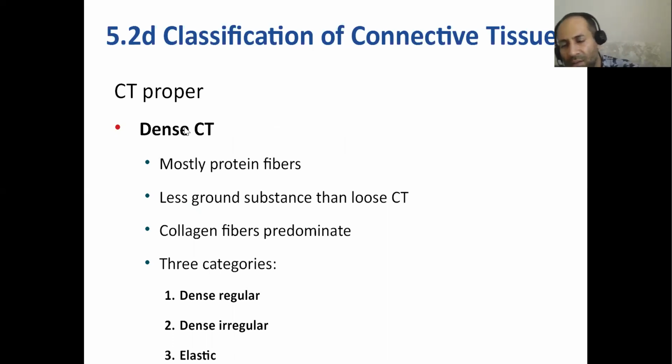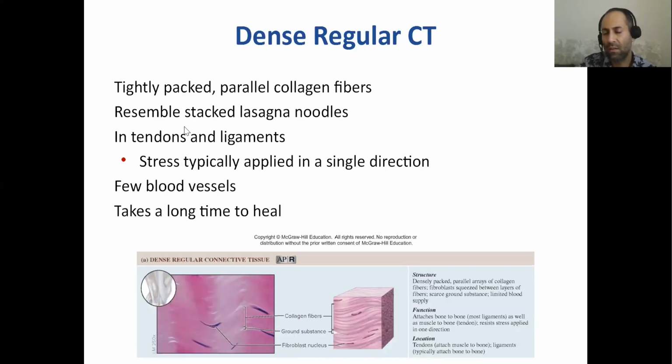Why is it called dense? Because there are more cells packed in here, okay? So dense regular connective tissue has this wavy appearance, very organized in one direction, right? They almost look like waves. In the places where you have this type of dense regular connective tissue would be your cartilage, your tendons, and your ligaments. So cartilage is a connective tissue that protects your joints. Ligaments connect bone to bone, and tendons connect skeletal muscle to bone. That's what they do, all right?